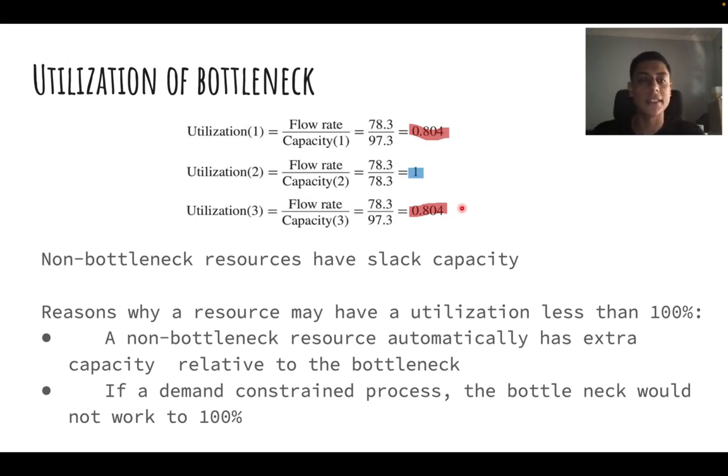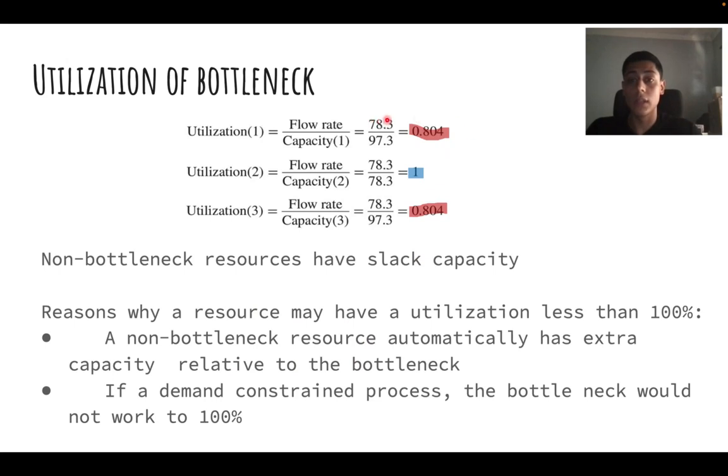Non-bottleneck resources have a slack capacity, meaning they have utilization levels that are strictly less than 100%, while the bottleneck has a utilization of 100%. In general, a resource might have a utilization level of less than 100% for one of two reasons. A non-bottleneck resource has, by definition, some extra capacity relative to the bottleneck.